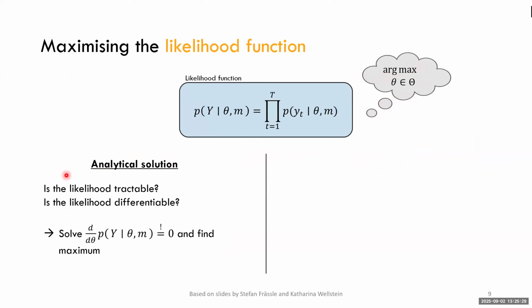To do this, we first ask ourselves, is the likelihood tractable? What this means is, can you actually evaluate the function at every point, or is it maybe too computationally expensive, or the function too weird to evaluate properly? And is the likelihood differentiable everywhere? This is what I was talking about in the previous slide. Can you actually take the derivative everywhere? If you can, then you can go for this analytical solution where you take the derivative of the likelihood with respect to theta and figure out where it's equal to 0 to help you find the maximum.